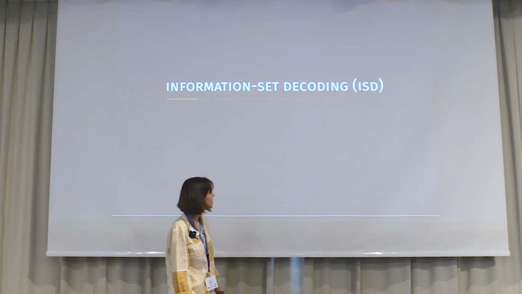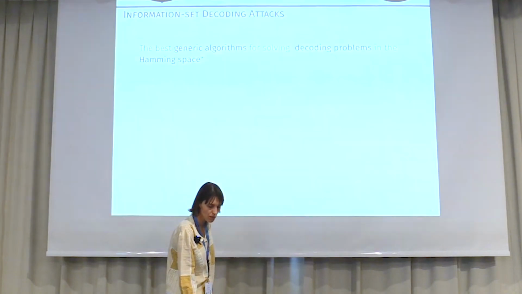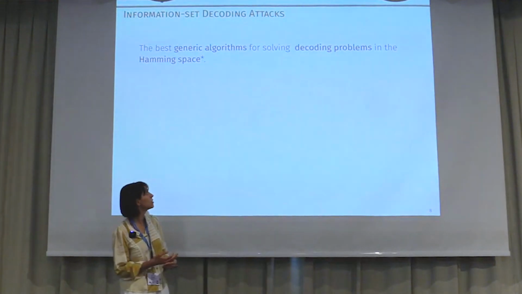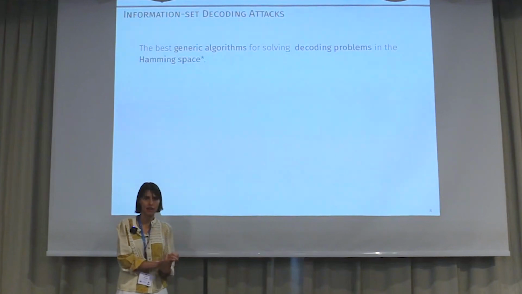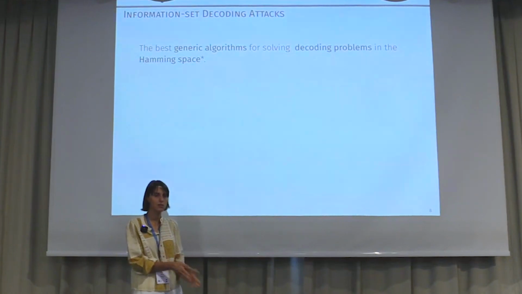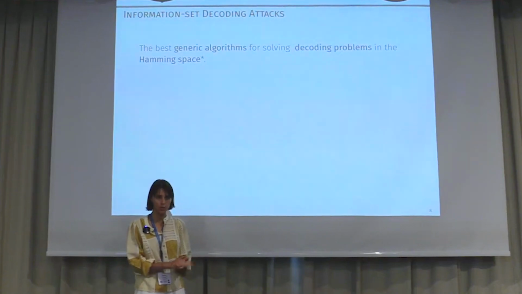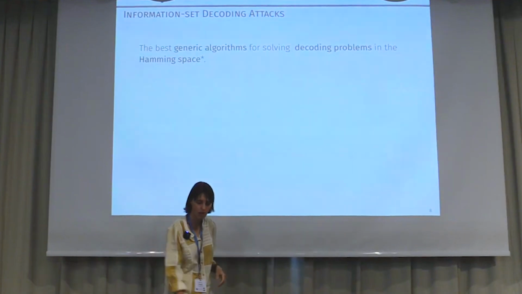And that's where information set decoding comes in. It's the set of the best generic algorithms for decoding problems in the Hamming space. I'm highlighting that it's in the Hamming space because in the Euclidean space, in the case of lattice-based cryptography, it's slightly different. So the approach would be slightly different. There are some similarities, but it's not exactly the same.